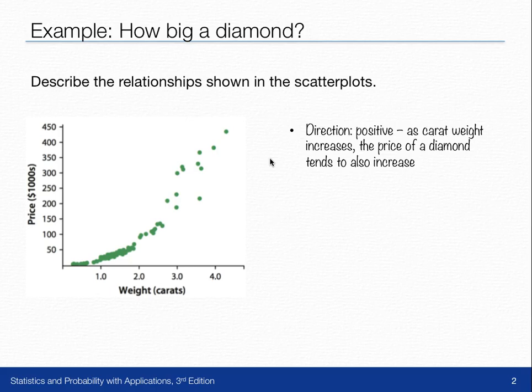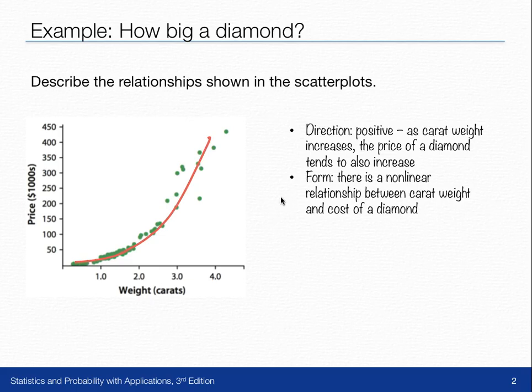Now, that's not a hard and fast rule. There are other factors that determine the price other than carat weight. For instance, this point down here costs less, even though it has a higher carat weight than some of these points up here. So it's a tendency, and that's all we're describing is the tendency.